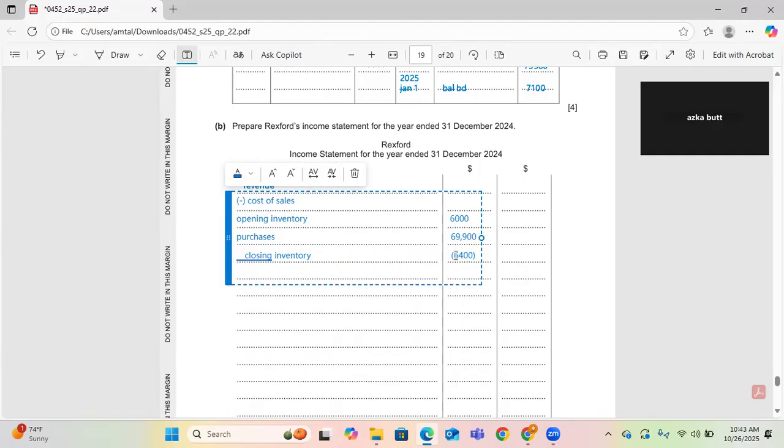So now what is the answer? Let's see. The cost of sales is opening inventory plus purchases minus closing inventory. So this is equal to 69,500.